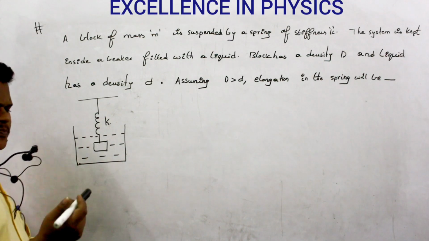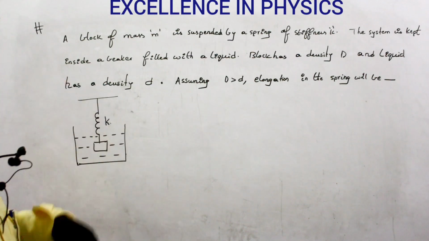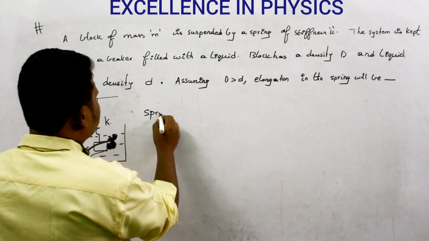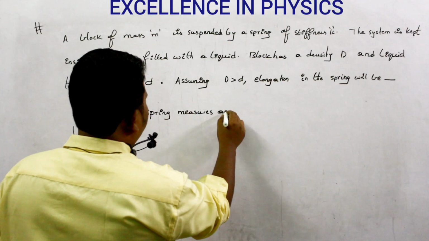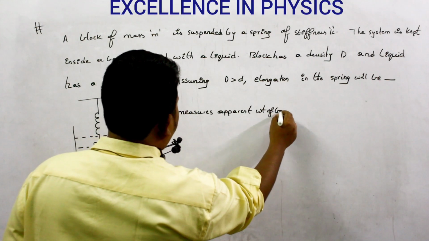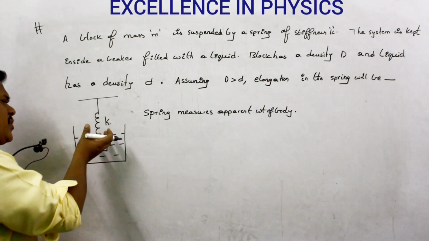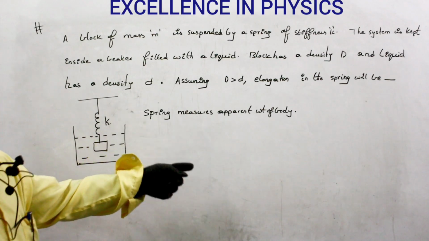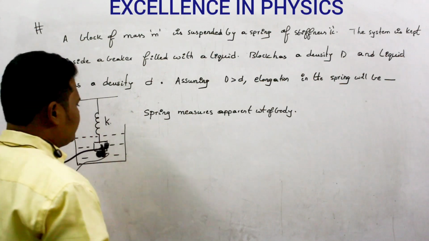So here the question is, what does the spring measure? The weight of the body, that is the actual weight of the body, or the apparent weight of the body? So definitely we can say here the spring measures the apparent weight of the body. What is meant by apparent weight of the body? The weight which is experienced by the spring, that is called the apparent weight of the body. In this condition apparent weight and actual weight are not equal. So let us see how we can calculate the apparent weight of this body.